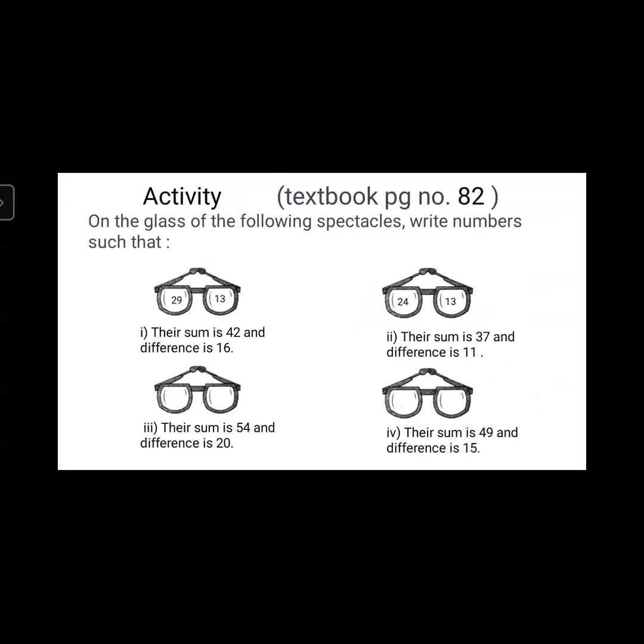Next is 54 plus 20 is 74. 74 divided by 2 is 37. So in the first spectacle, you can see 37. Subtract 37 from 54, you'll get 17.